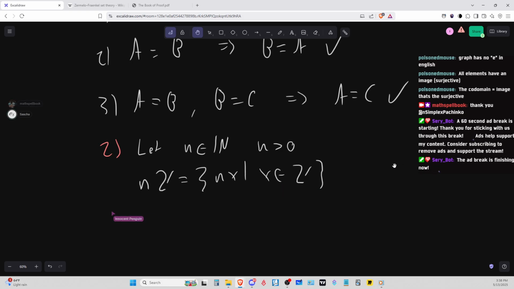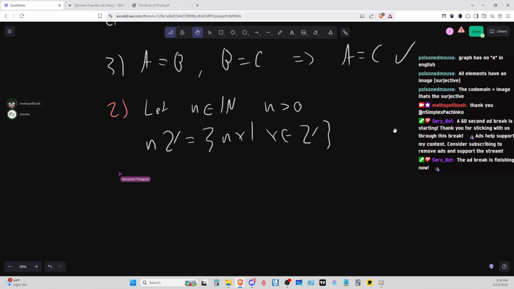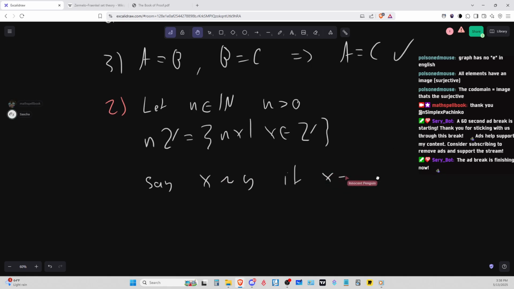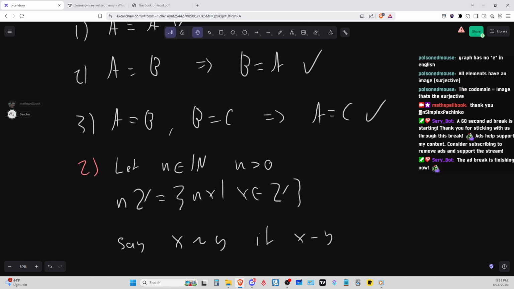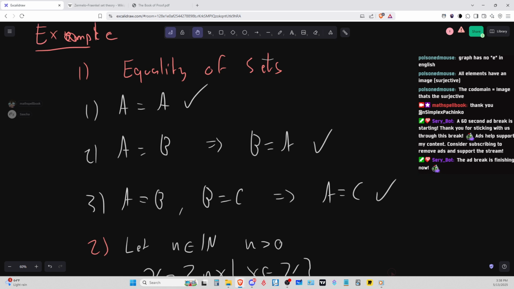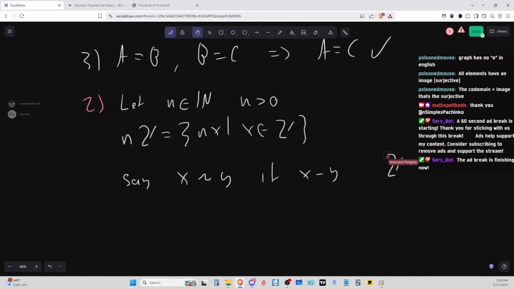Want to see how? We say that x is equivalent to y with this relation if x minus y is inside of nZ.